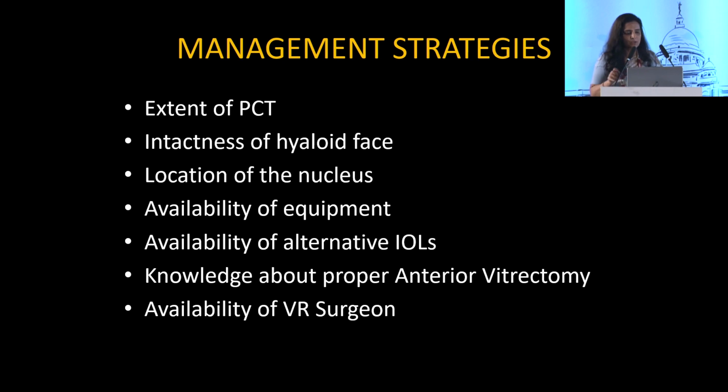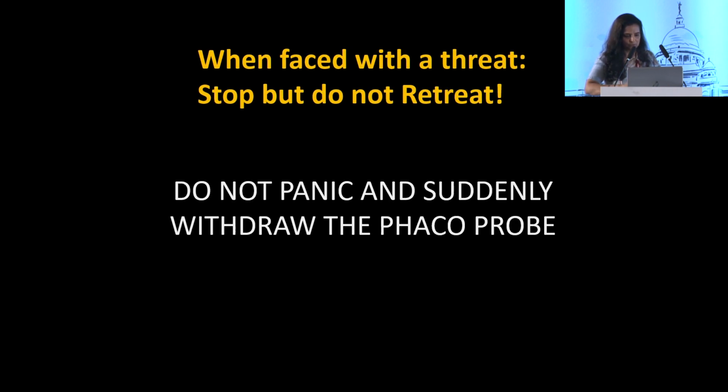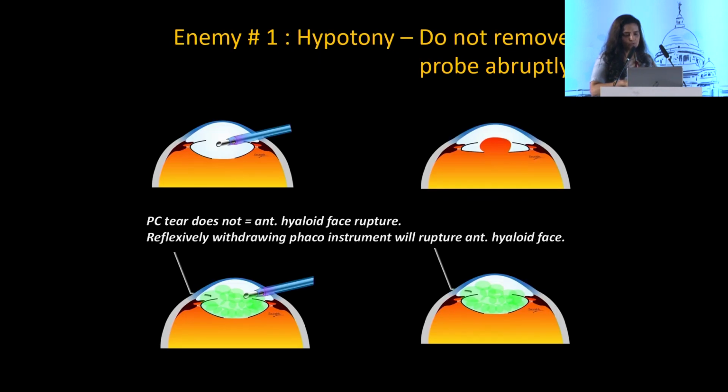Now, the management strategy would depend on the extent of the PCR, the intactness of the hyaloid face, the location of the nucleus, whether it's in the posterior chamber or in the anterior chamber, the availability of the equipment, the availability of IOLs, knowledge about a proper anterior vitrectomy, and the availability of a VR surgeon. When faced with a threat, we stop but do not retreat, and the same applies here. Do not panic and suddenly withdraw the phacoprobe, because hypotony is the number one enemy when this happens.